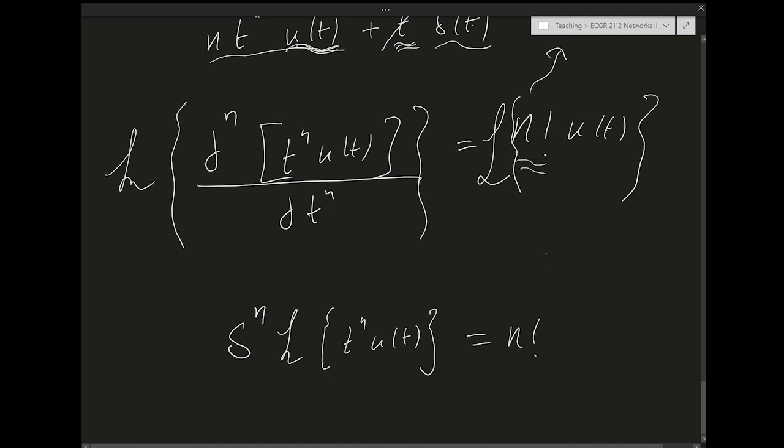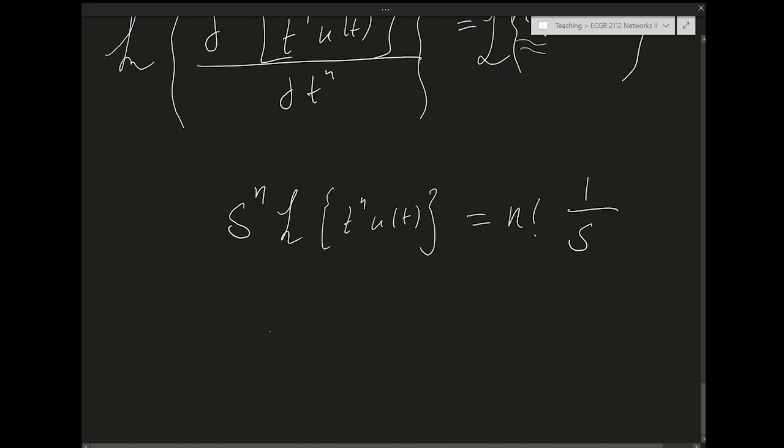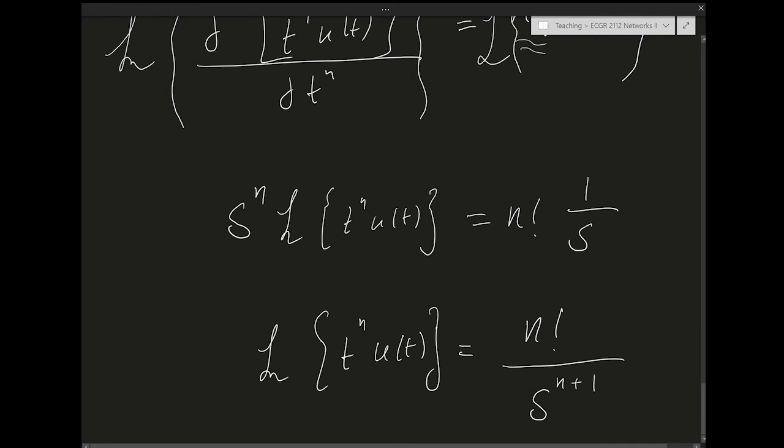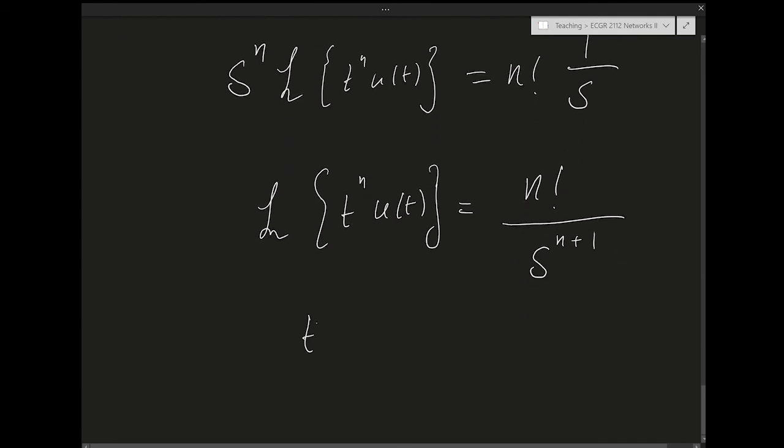I end up with n factorial times the Laplace transform of u of t, which is 1 over s. So the Laplace transform of t^n u of t equals n factorial over s^(n+1). Written in alternate notation, t^n u of t and n factorial over s^(n+1) are a Laplace transform, inverse Laplace transform pair. Okay, so we're slowly expanding our repertoire.